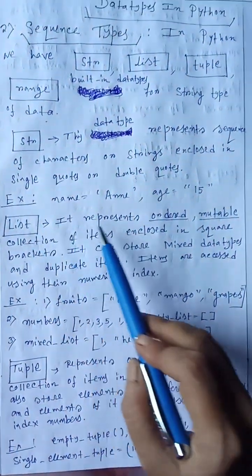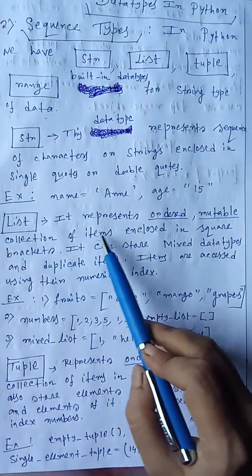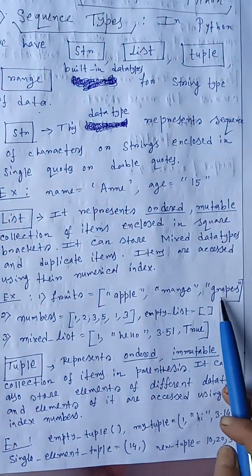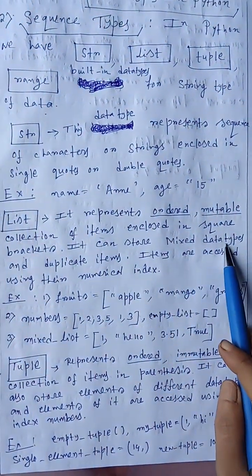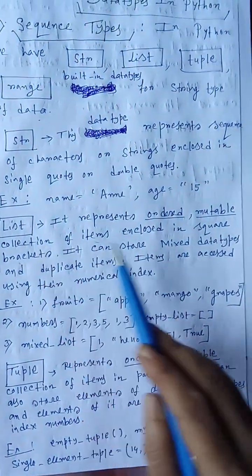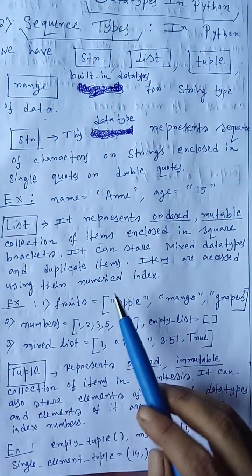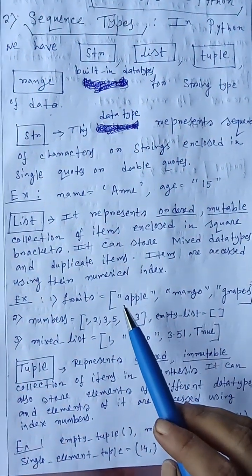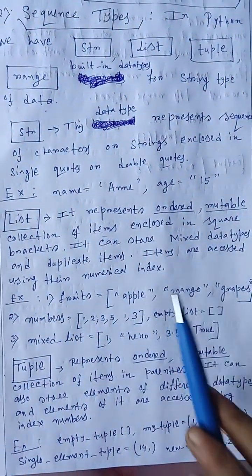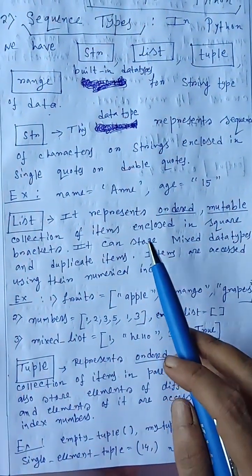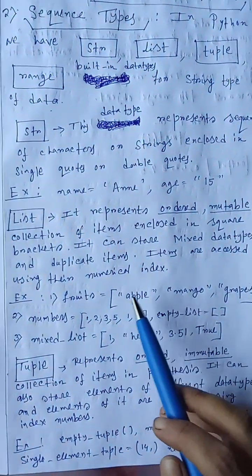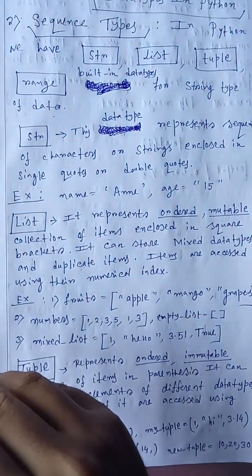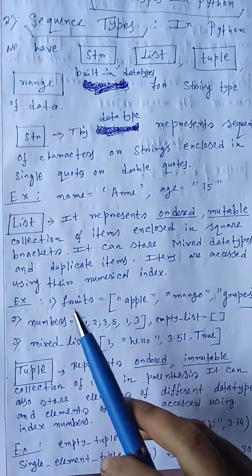Now, list. It represents an ordered mutable collection of items enclosed in square brackets. It can store mixed data types and duplicate items. Mixed data types means in a single list we can store float, int, string or boolean data. It can contain duplicate items, which means we can write the same name 2 or 3 times if required, or the same number 2 or 3 times.